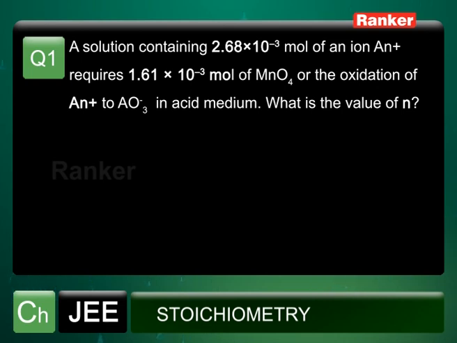Now my dear students, looking at the first question: we have a solution containing 2.68 × 10^-3 mole of an ion A^(n+), which requires 1.61 × 10^-3 mole of permanganate ion for the oxidation of A^(n+) to AO3^- in acidic medium. The question is to find the value of n, that is, the oxidation state of A in the starting compound.